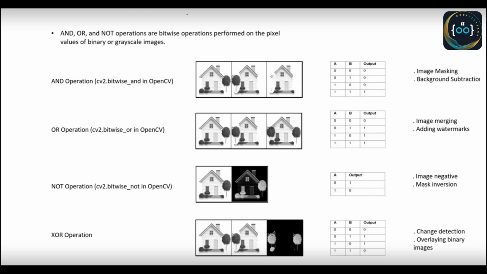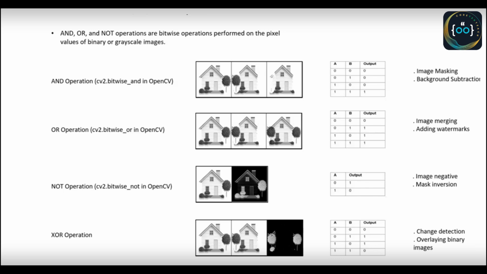I wanted to cover the XOR operation also as part of this session. The XOR operation, or exclusive OR, is another bitwise operation that can be performed on images. XOR is a binary operation, meaning it operates on two images or an image and a mask. Like the AND and OR operations, XOR is performed on a pixel by pixel basis.